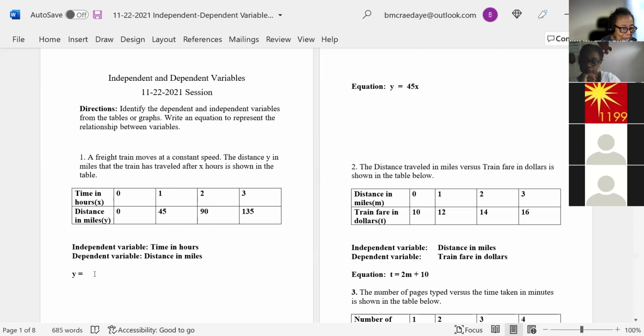Go ahead, Vanessa. You multiply. You multiply what? 45. Times what? x. That's it. Excellent. Yes, you multiply 45 times the time in hours. And look, you can see that, right? 45 times 1 is 45. 45 times 2 is 90. And 45 times 3 is 135.